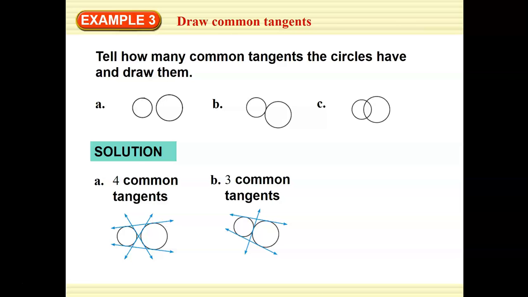And then this last one, if they overlap, you can still have the top and the bottom one, but you can't have a tangent going between them, because the only way to be tangent to one circle between them would be going through the other, since those overlap.